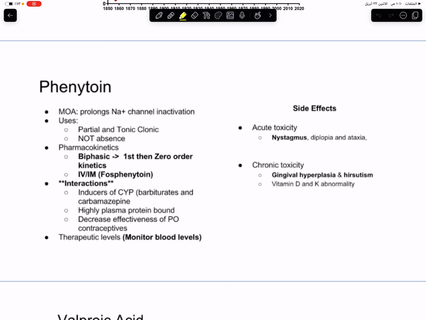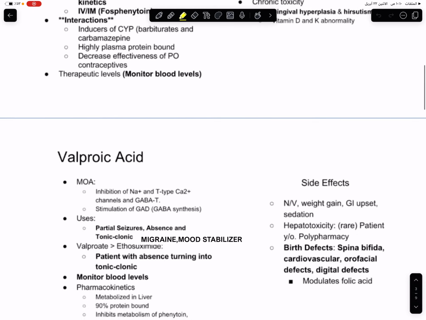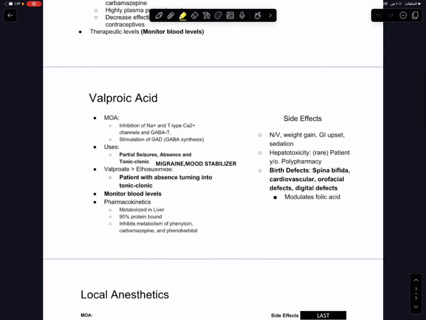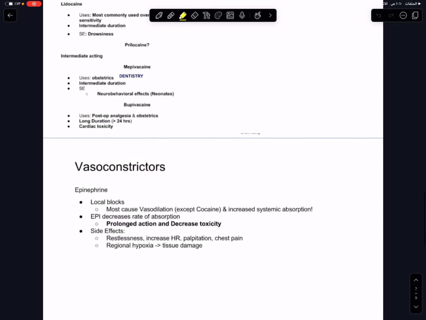Pharmacokinetics, biphasic, first order, then zero order, that is not related with you. That is for those who are in pharmacy or in a medical school. That means that the drug absorption is not consistent. Sometimes it goes up in the serum and sometimes it goes down. So that is related with it. What is important for us?